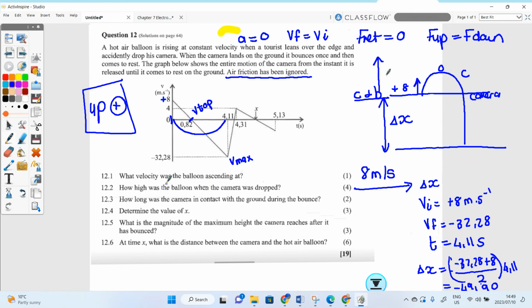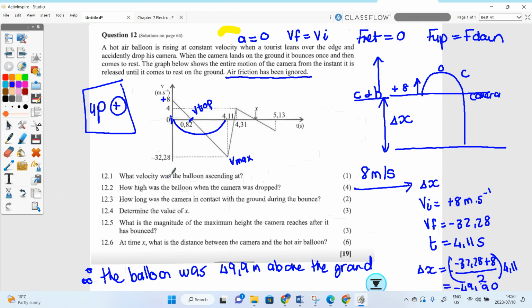So now you go and answer the question. We've worked out delta x for the camera, but the question says, how high was the balloon when the camera was dropped? So then you're going to say, therefore, the balloon was 49.9 meters above the ground. Always go and answer the question. And height is never negative. So if you left your answer as negative, you will lose a mark, because it's not about the camera. The question is about the balloon.